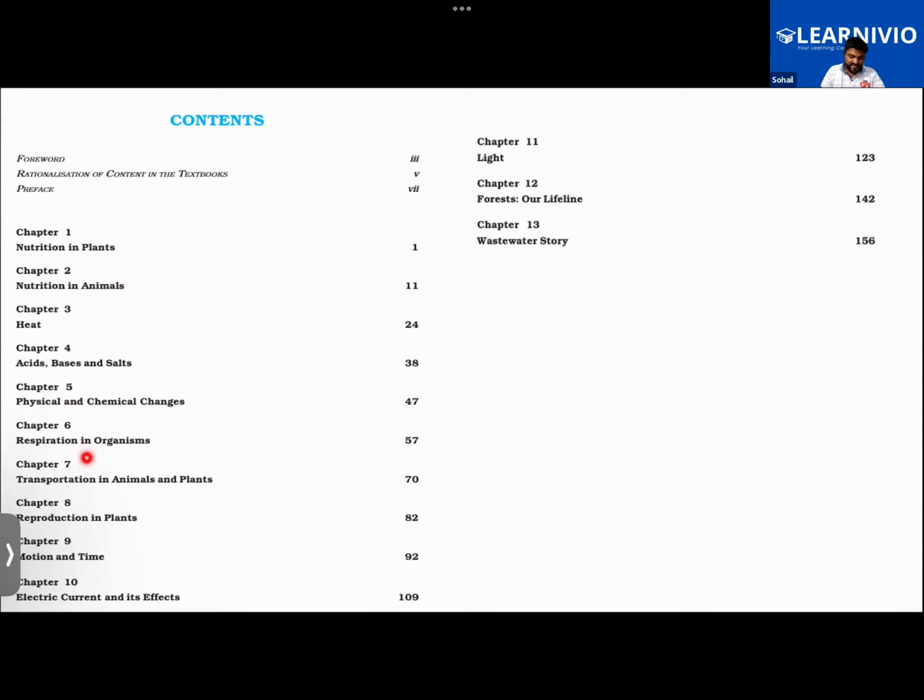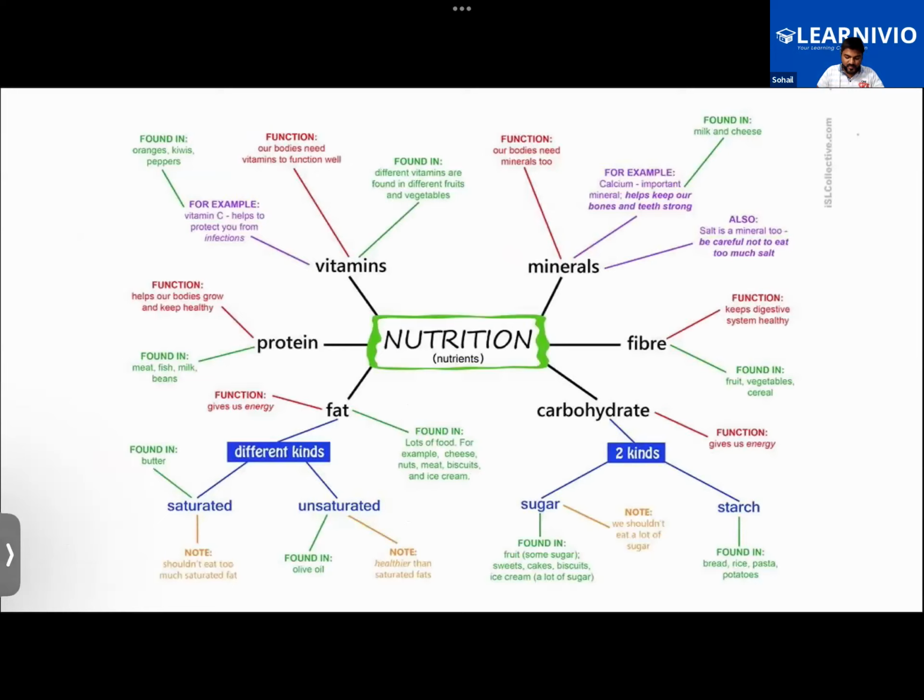Then you have heat, acid, bases, and salts. So in total, there are 13 chapters in class 7. Getting it now? So we are now going to do the chapter number 2. Have a look at this slide first of all.